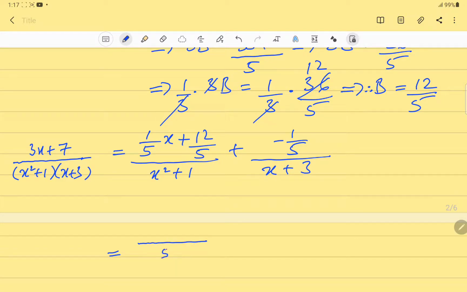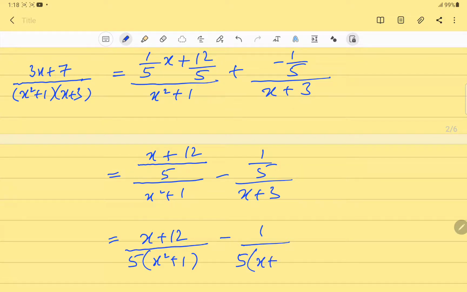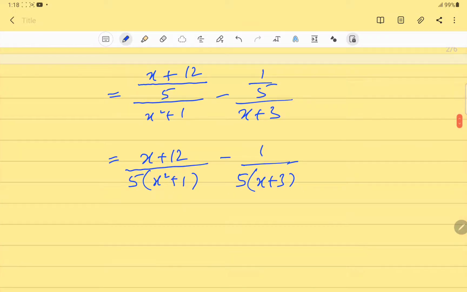Here we will take LCM, which is 5, so we will get x plus 12 over x squared plus 1, minus will come out here, so we will write 1 over 5 over x plus 3. So finally we will get x plus 12, and 5 will go down, 5 into x squared plus 1. Here also 5 will come down, 5 into x plus 3. So this is our answer of this question.